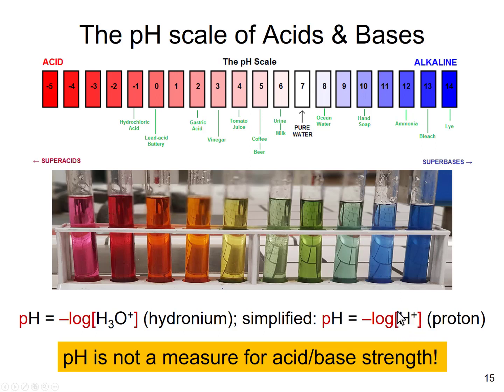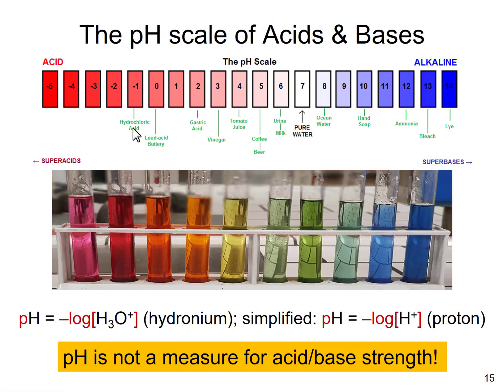So concentration is something that we put in square brackets here. And so the pH actually is reflective of a concentration of protons in a solution. It is not necessarily a measure for acid-base strength. For example, a given acid could exist in different concentrations and therefore give rise to different pH values, although it's actually the same acid. Now here you can see also typical examples of substances that would have typical pH values.